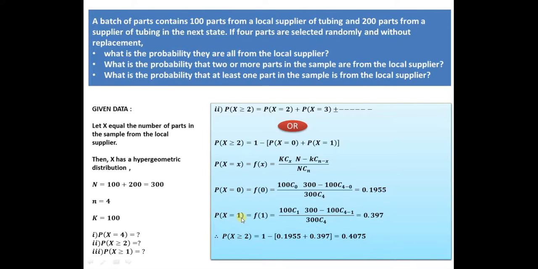Similarly, probability of x equal to 1. In place of small x, again substitute 1, so that you will get the value of probability of x equal to 1 as 0.397.